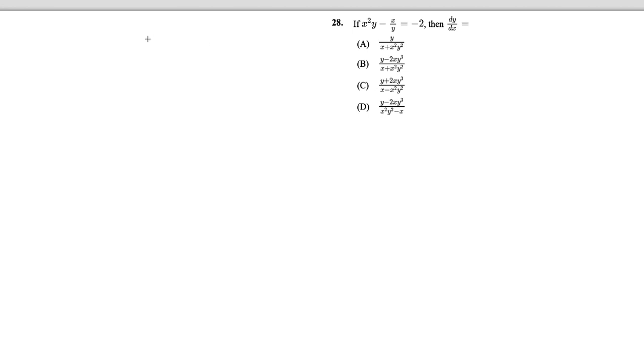Implicit differentiation question, you have this function x squared y minus x over y equals -2. And the number one thing with this really is just paying attention and just being methodical. It's very easy to get the sign wrong, and these answer choices are all very similar. So we have to be very careful with how we distribute, and how we do this. It is a testament to our differentiation ability, but overall it's algebra and bookkeeping.